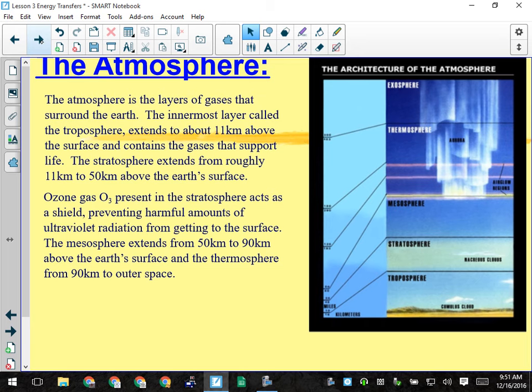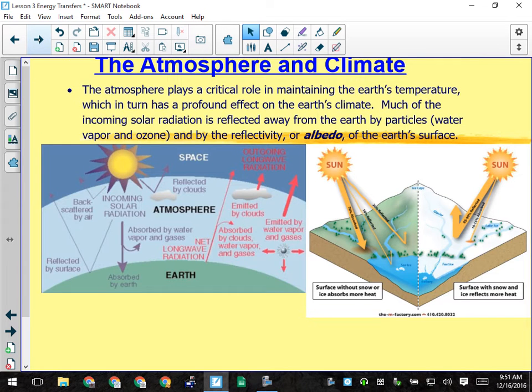And then Mars is the opposite. It's got 1/100th of our atmosphere, can't trap any heat at all, and so energy just bleeds away. So the atmosphere plays a critical role in maintaining the Earth's temperature, which in turn has an effect on climate. If we didn't have the greenhouse effect, our climate would be a lot different.